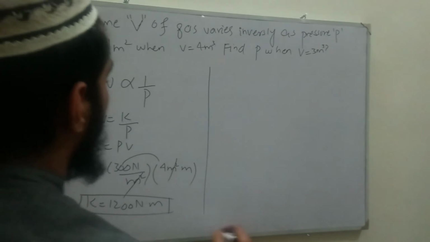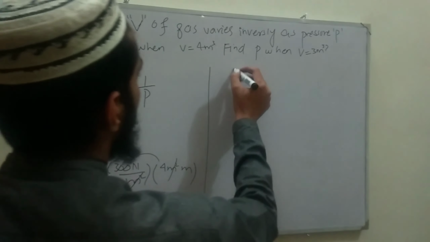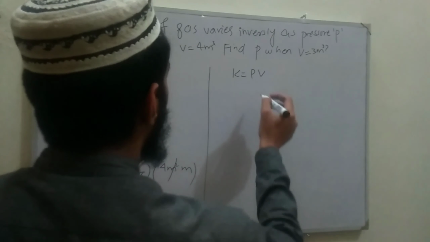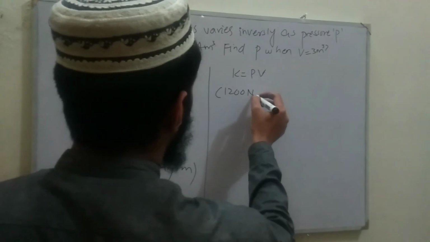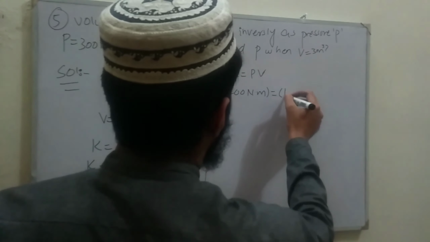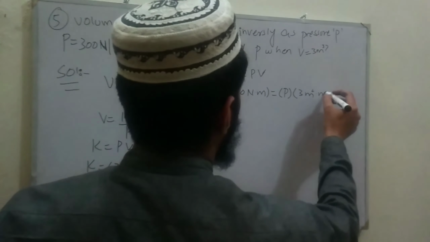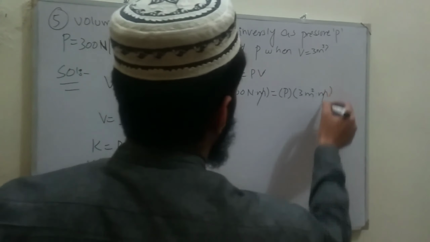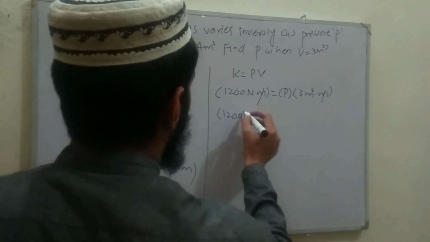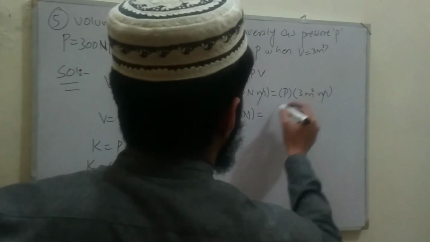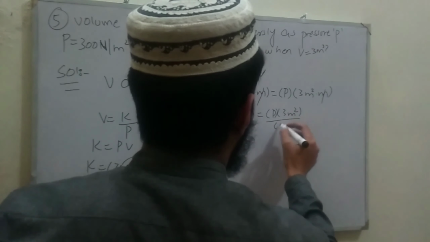Now we are required to find the pressure when the volume is equal to 3 meter cube, using the same relation K is equal to PV. The value of K is equal to 1200 Newton meter. Put here 1200 Newton dot meter is equal to pressure, which we are going to find, multiplying the volume, 3 meter cube. Meter cube can be written as meter square dot meter. So the meter is cancelled out with meter on both sides. So we are left with 1200 Newton is equal to P multiplying 3 meter square. Divide both sides by 3 meter square.